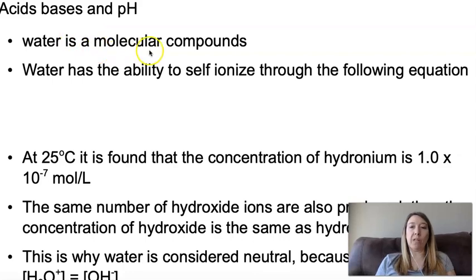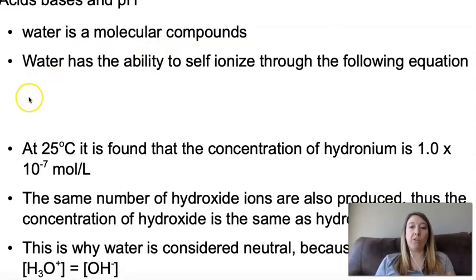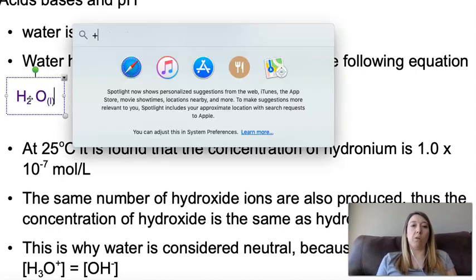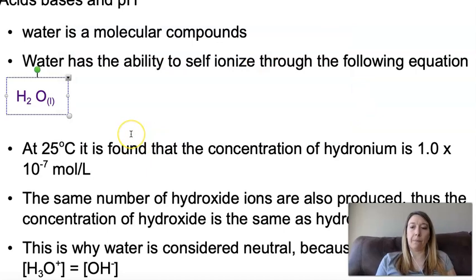We know that water is a molecular compound. We also know that water has a pH of 7, right? We always talk about water as being neutral. What we don't really spend that much time talking about, though, is that water has the ability to self-ionize. What that means is that one water molecule can react with another water molecule.